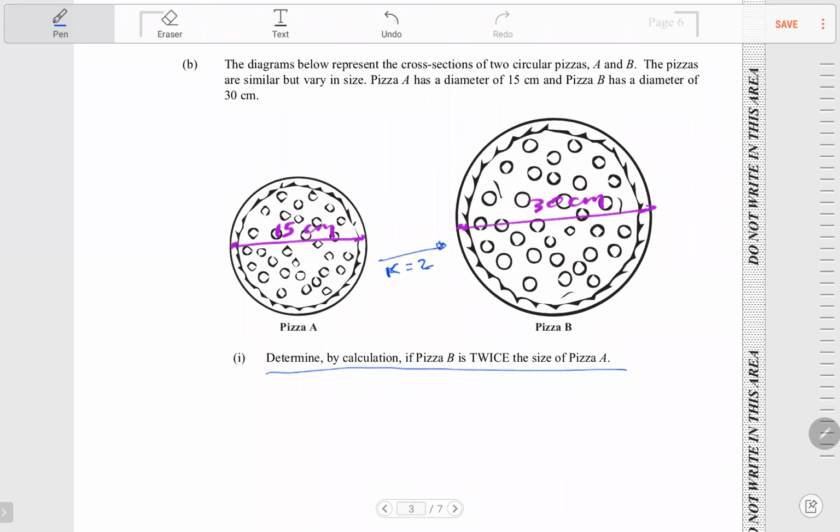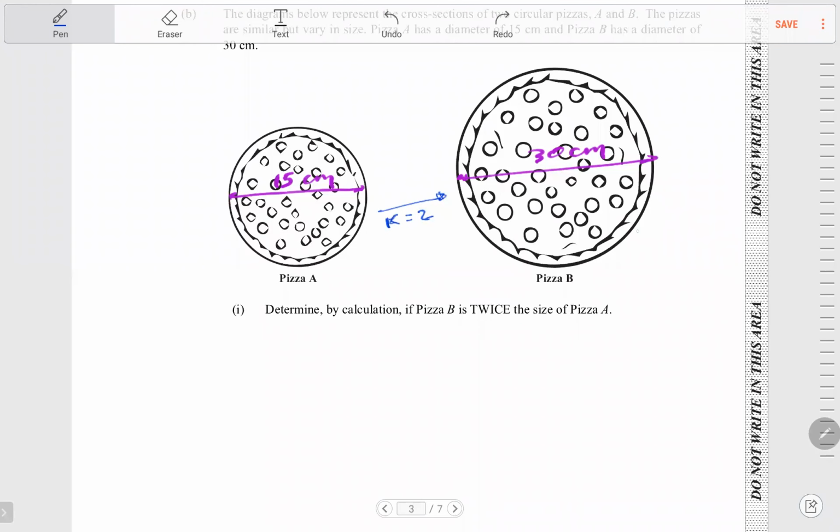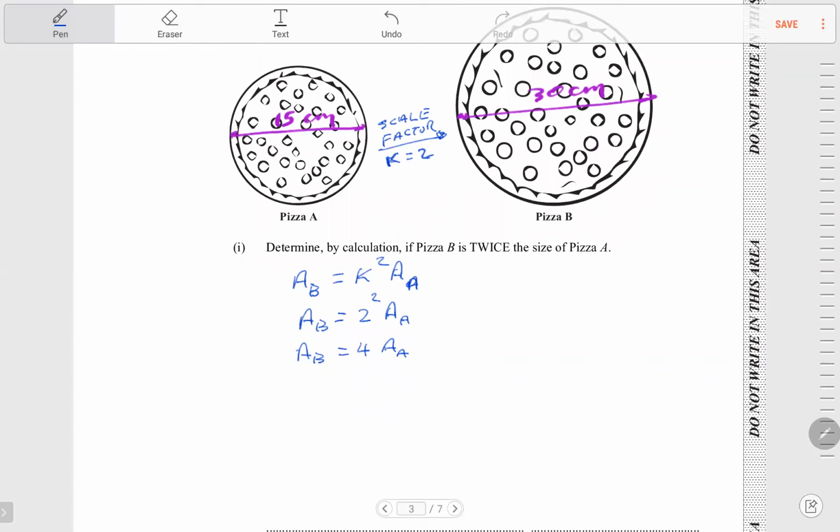Now, because you can look at it as an enlargement of scale factor 2, you don't have to actually calculate the area. Treat this as the image and this as the object. Watch this now. Using enlargement, the area of B equals k squared, scale factor squared, times the area of the object, which is A. So the area of B becomes 2 squared times the area of A. And so the area of B is 4 times the area of A. Therefore pizza B is 4 times the size of pizza A.